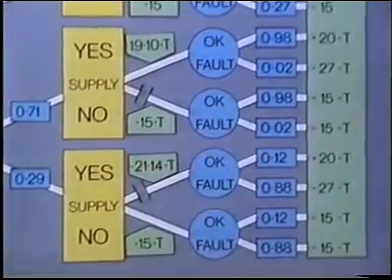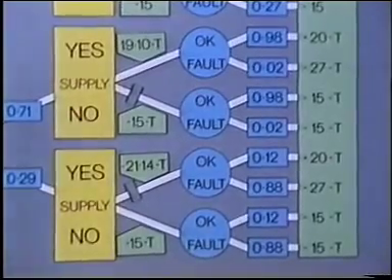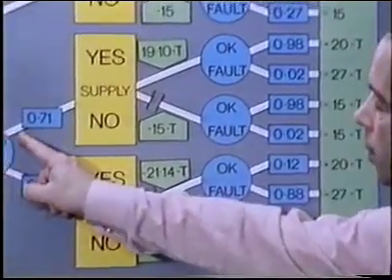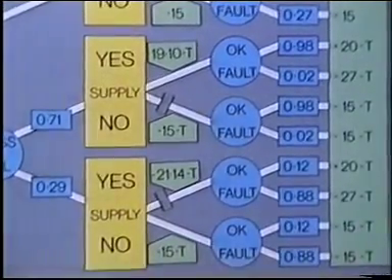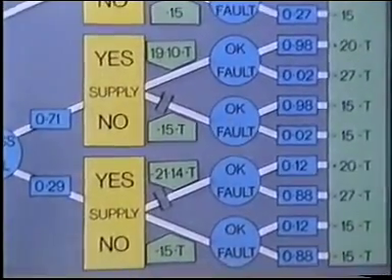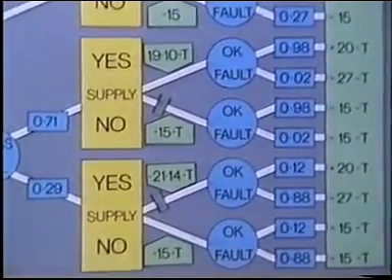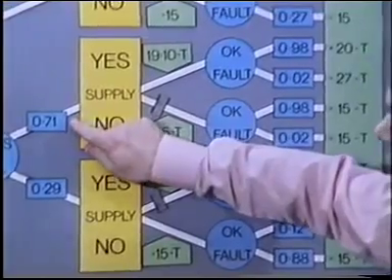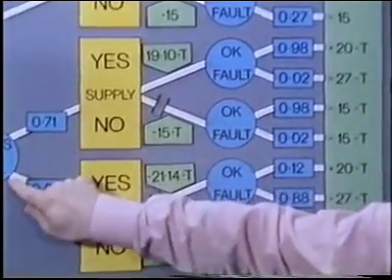So the overall policy is the intuitively obvious one that we supply or do not supply depending on whether the item has passed or failed the test. But the question now is, should we test? Is it worthwhile from the cost point of view? We have now to take into account these probabilities 0.71 and 0.29 that an item passes or fails the test.